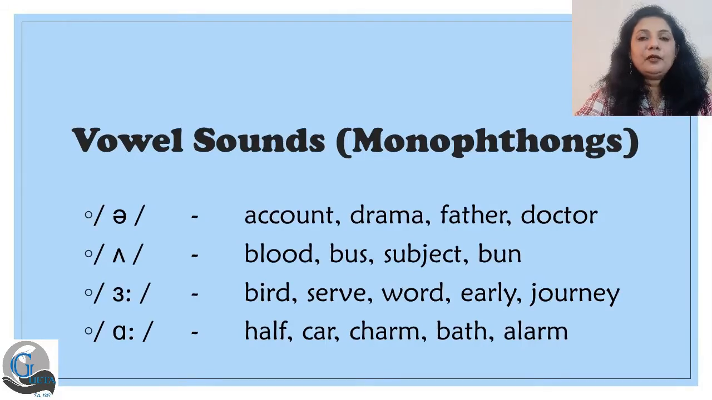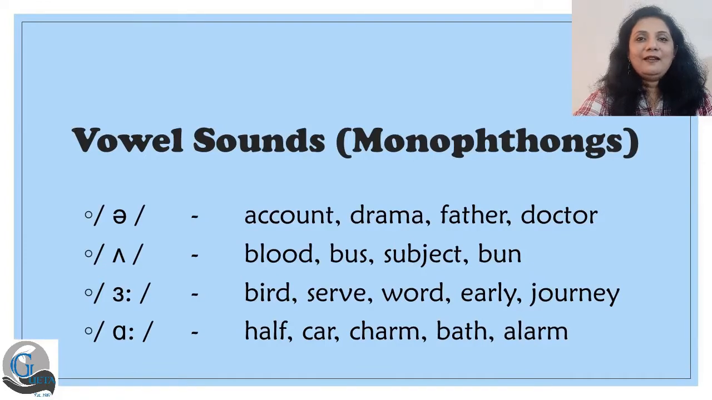Then the phonetic symbol of the inverted V, and the sound is a very short, very brief A sound. It is used in words like blood, bus, subject, bun. Then the next one is the full A sound, and it is represented by this symbol which looks like a 3 with 2 dots. It is the full A sound in words like bird, serve, word, early, journey. Can you hear the A sound here?